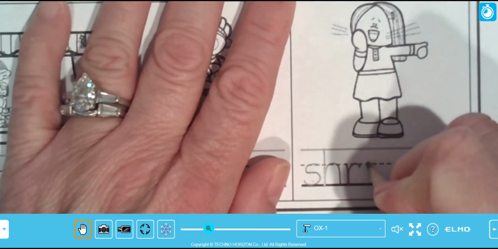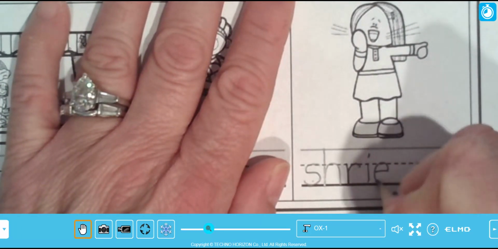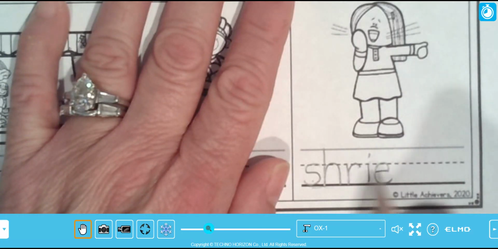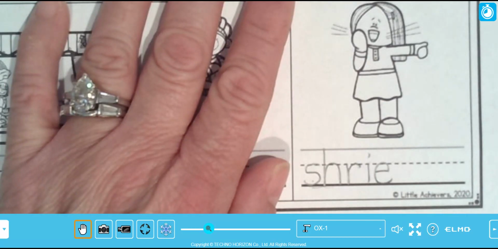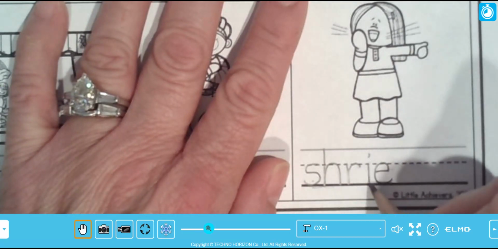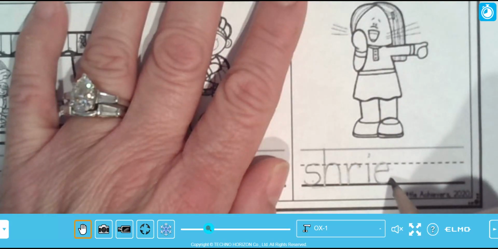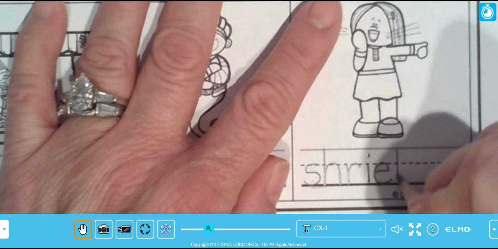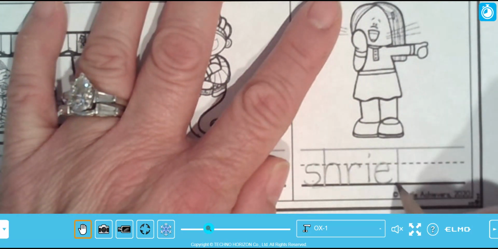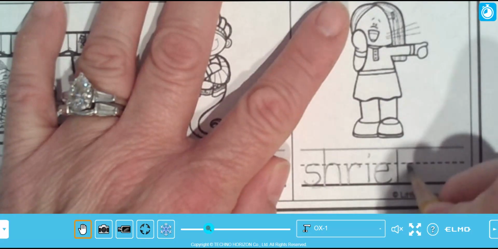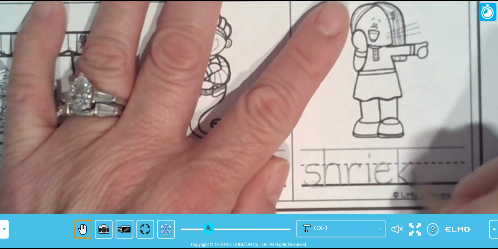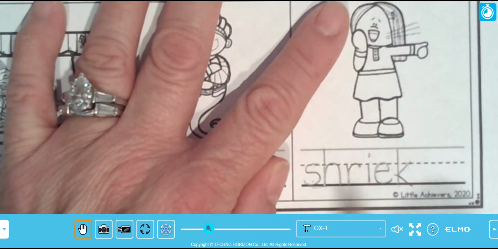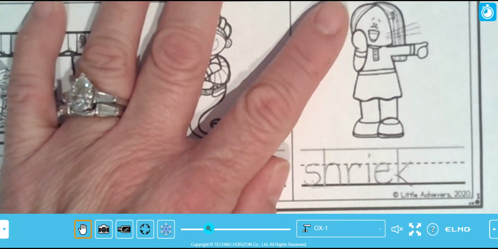Okay, then the IE together makes the E sound. Sh, R, E. So this is a small and a small with a dot on top. And then last is the K, shriek. K is also a tall, top to the bottom. Then right here at the broken line, at the dash line, we're going to go in and then down to the bottom. So in and down. So shriek. And as you're writing down this word shriek, I'm going to give you a sentence using this word.